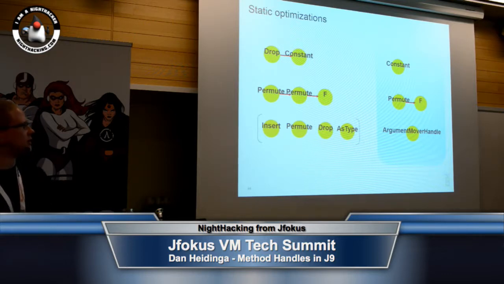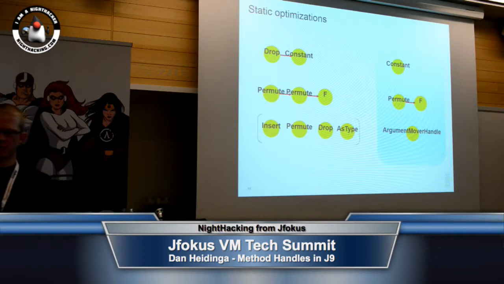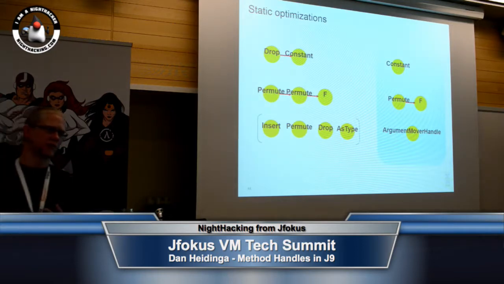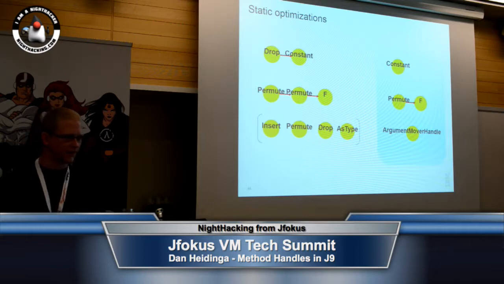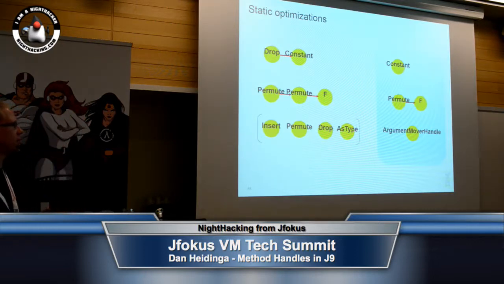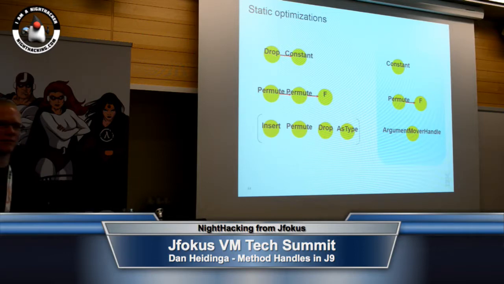The other case we looked at was permutes. So if you do permutes on top of each other, there's no reason that you can't just merge those down into a single permute. And that's not just permutes. We also said, drop is basically a permute, so implement it as permute, and then they merge as well. And the final case is any combination of inserts, permutes, drops, and a limited set of asTypes, we can combine that into a single handle that we call the argument mover handle, which was one of those give it some crappy name to get started and never got fixed.